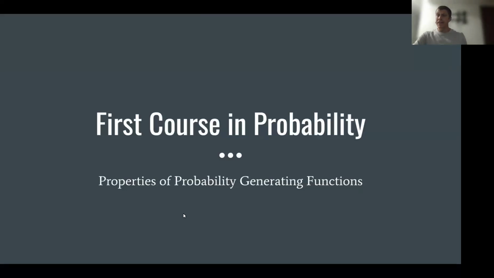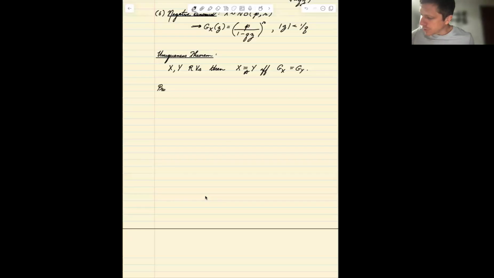All right, we've talked about the definition of the probability generating function, and we've gone through the calculation. We've gone through and cataloged the generating function for some well-known discrete distributions that we've seen before.